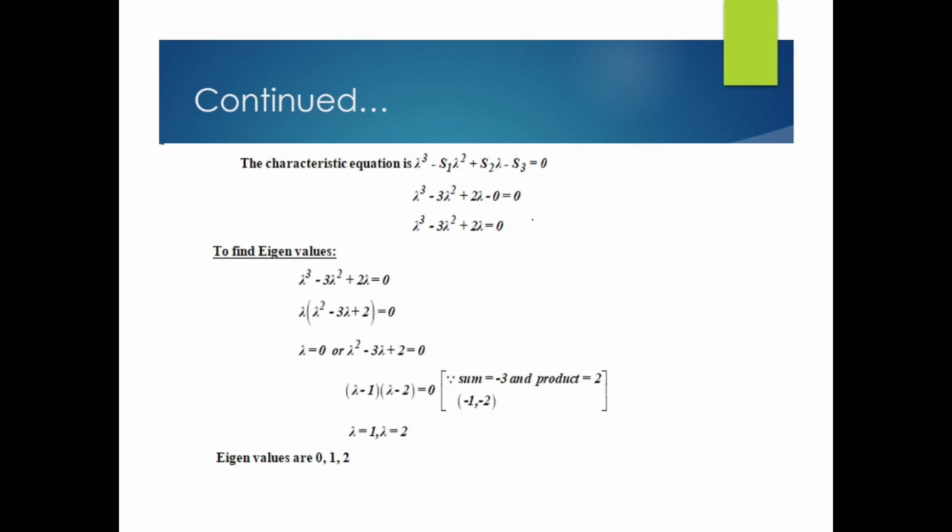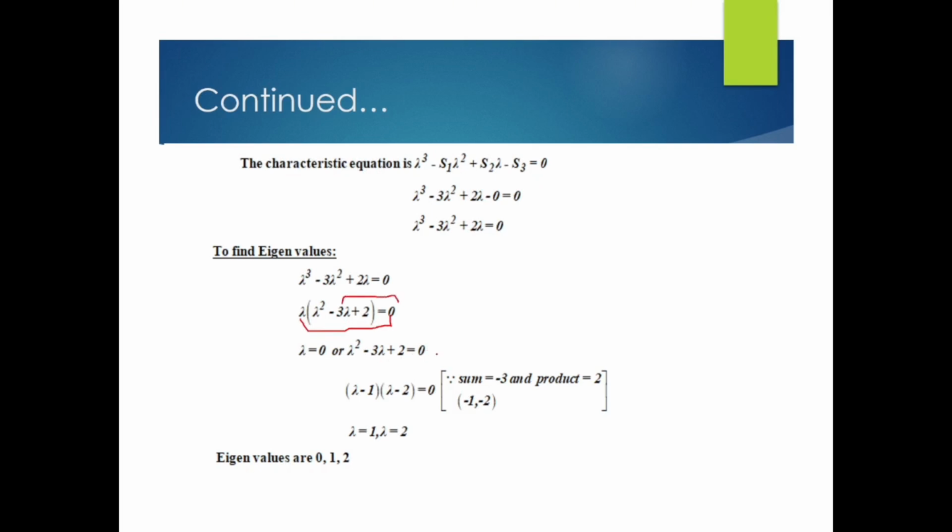So next I have to find the eigenvalues. That is, I have to solve the characteristic equation and find the eigenvalues. When I observe the characteristic equation, I have lambda in common in all the terms. So lambda cube minus 3 lambda squared plus 2 lambda, I can take 1 lambda common outside. So it becomes lambda squared minus 3 lambda plus 2 equal to 0. So this means lambda equal to 0 or lambda squared minus 3 lambda plus 2 equal to 0.